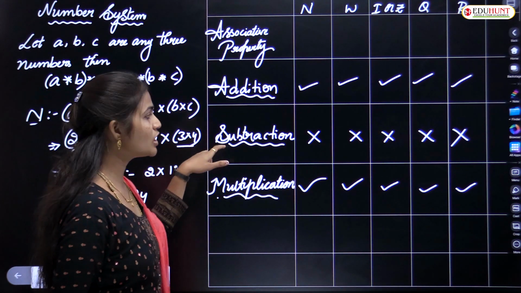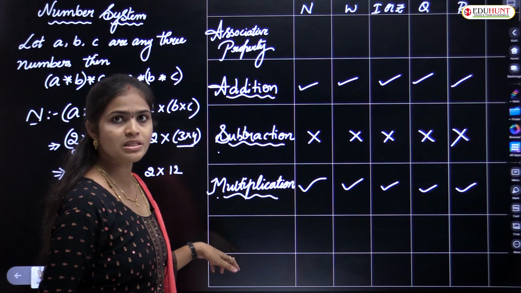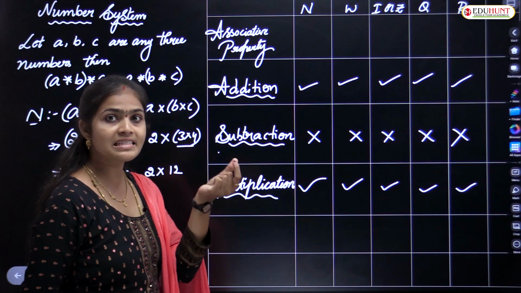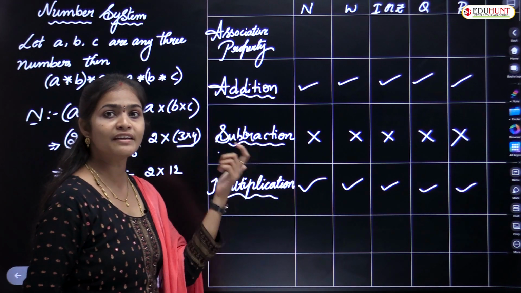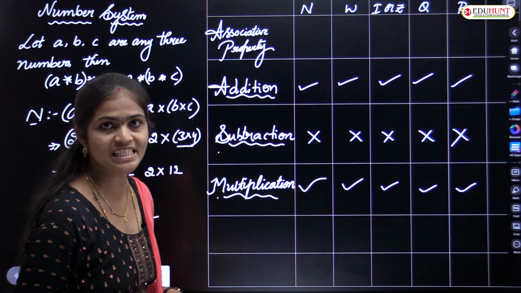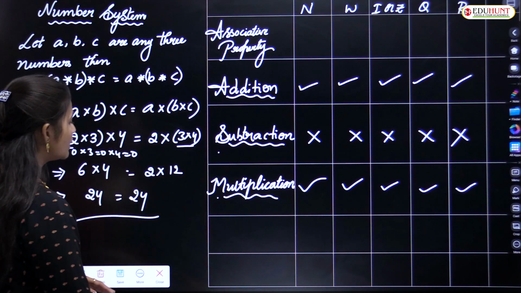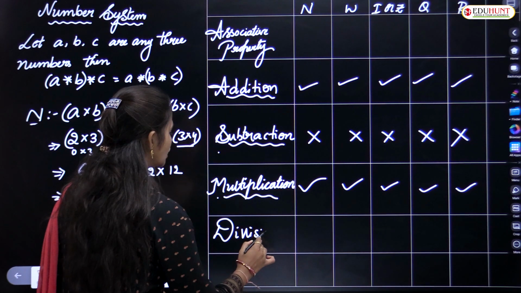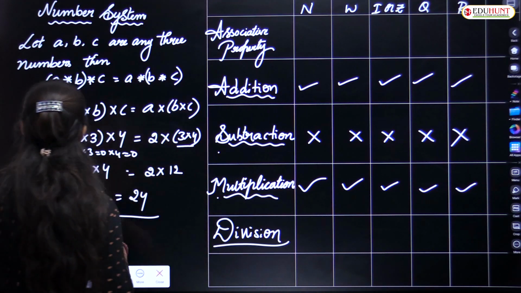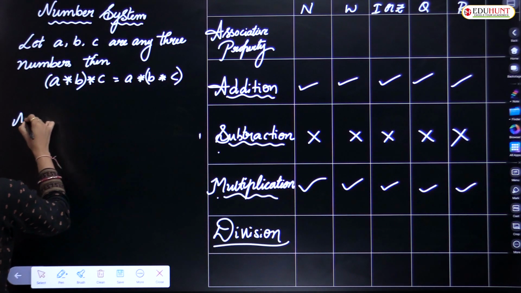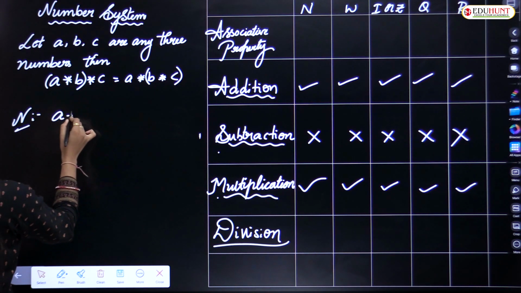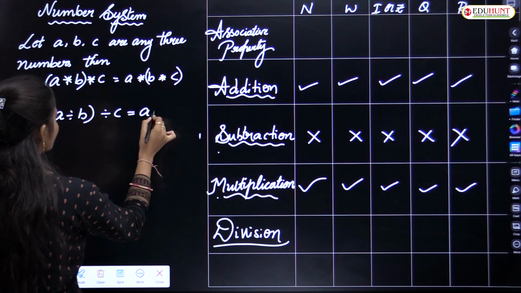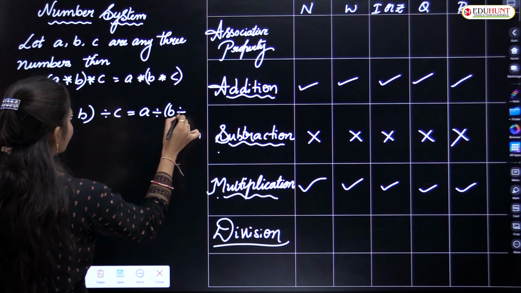So subtraction is not possible. Division, is it possible? Automatically it will not be satisfied. Wherever the equal to symbol is there, for division and subtraction the answers will change. So for division we can easily write it. Here I will tell you the condition. Come to natural numbers: what is the condition? a divided by b divided by c is equal to a divided by b divided by c.